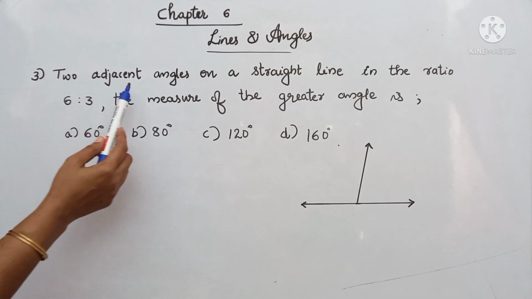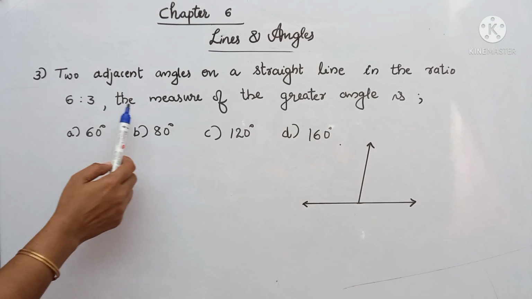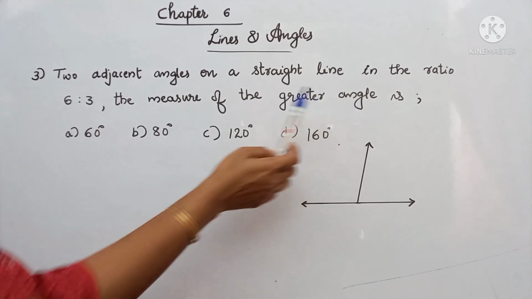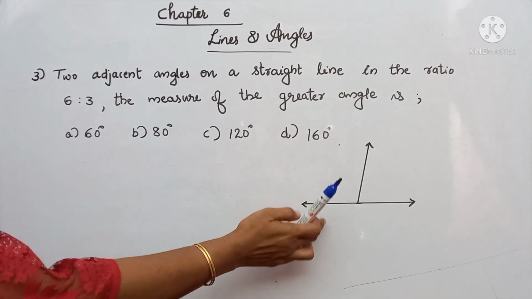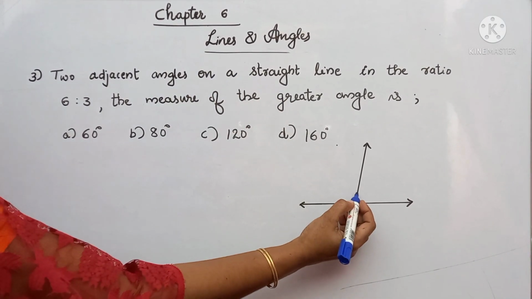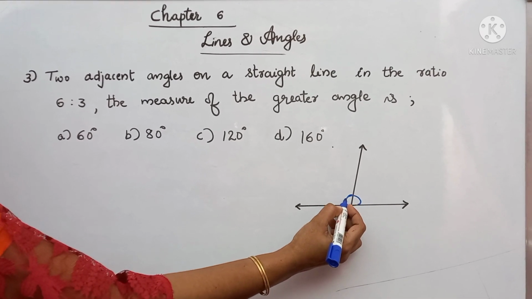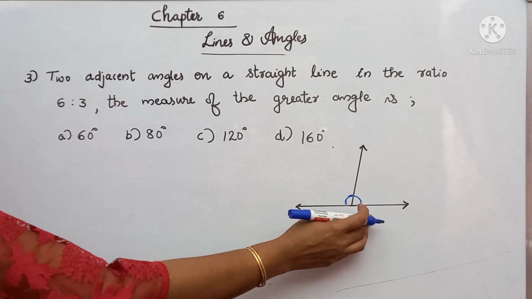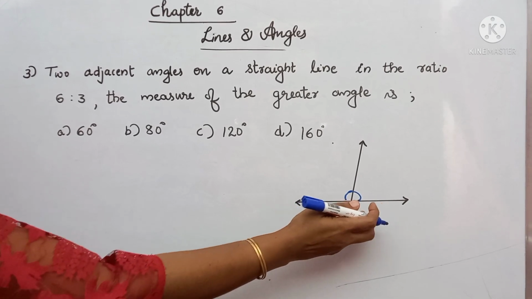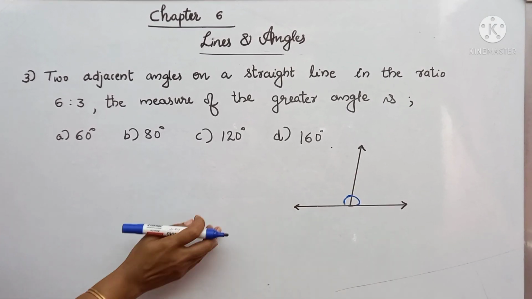Third question is: two adjacent angles on a straight line are in the ratio 6:3. The measure of the greater angle is? Here I have drawn the two angles on a straight line. These are two adjacent angles on a straight line. The picture is not given here, so if needed we have to draw it, and we easily understand that the sum of these two angles is equal to 180 degrees.